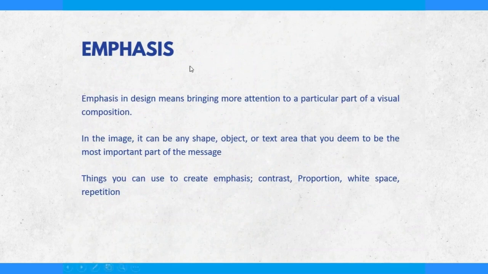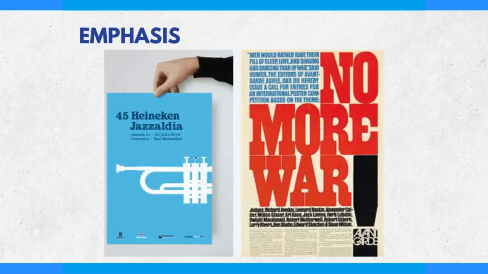Emphasis in design helps to bring attention to a part of your visual composition, and this could be a shape, an object, or an area that you deem to be important in your design. And there are things you can use to establish emphasis, such as contrast, proportion, white space, and repetition. Now look at this design, for example. Just spend a few seconds looking at it.